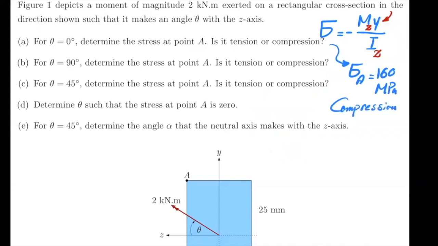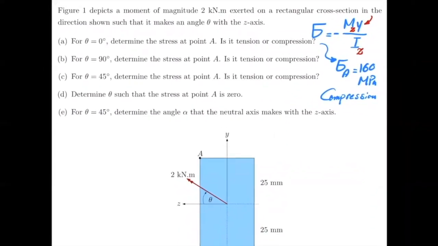Okay, so that's the first part of the question. Your stress at point A is 160, and that is compression. Do you have any question about this? All right, so we do exactly the same thing now for part B.